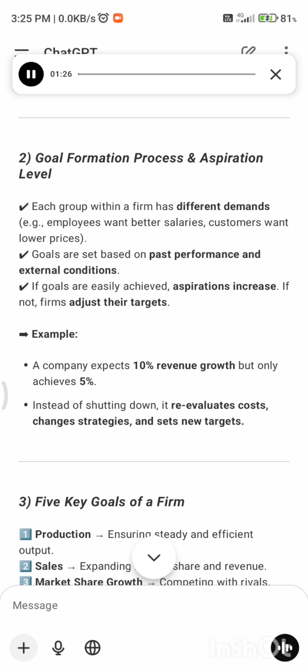Example: a company expects 10% revenue growth but only achieves 5%. Instead of shutting down, it reevaluates costs, changes strategies, and sets new targets.